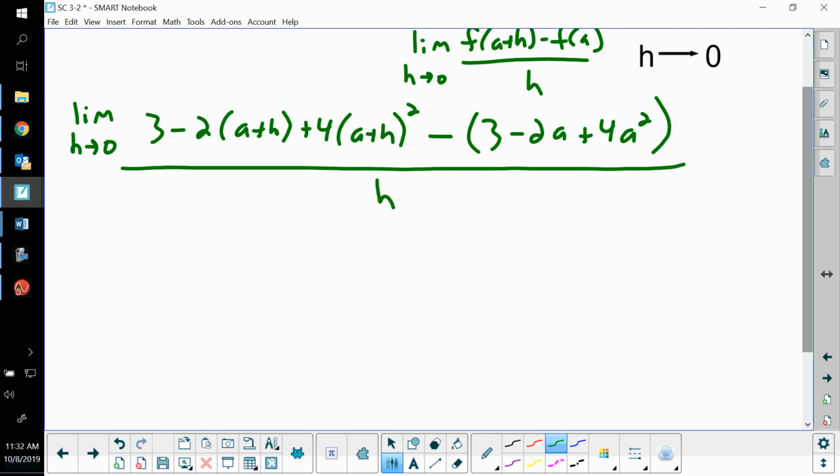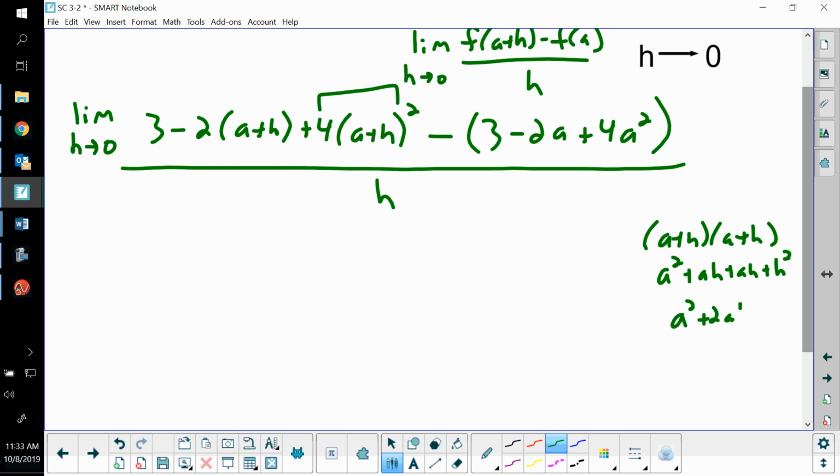So we're going to do some neatening up. Let's multiply this out off to the side. A plus h times a plus h would give us a squared plus ah plus ah plus h squared. Or in other words, a squared plus 2ah plus h squared. But then keep in mind we're also going to distribute a 4 through there.